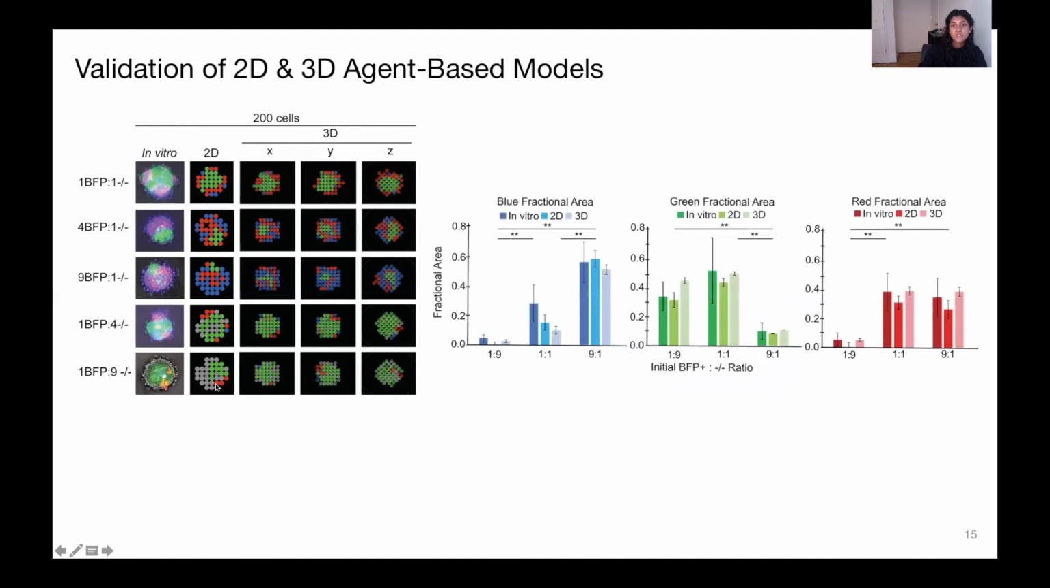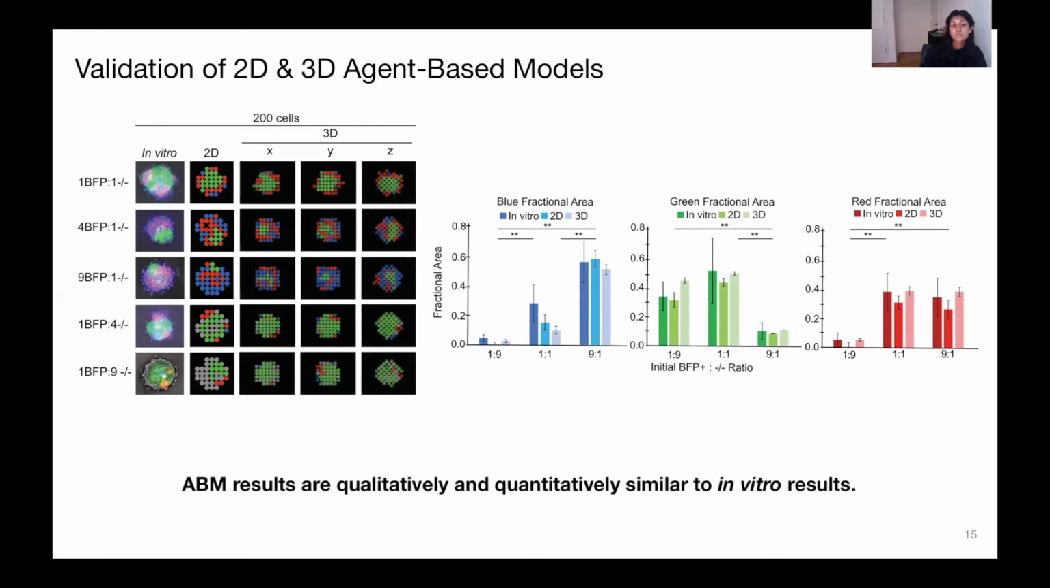Also, we quantified the total blue, green, and red fractional areas in vitro and in the model, and we saw that there were no significant differences between model and in vitro measurements. This shows that our ABM is accurately able to qualitatively and quantitatively recapitulate in vitro results. And so now we can use our ABM to generate predictions for new spheroids.